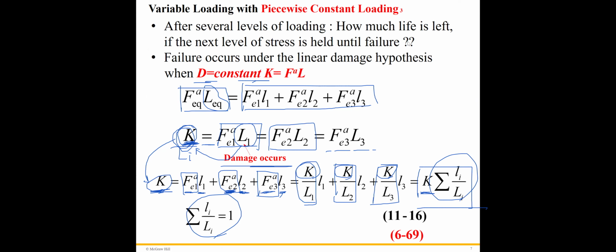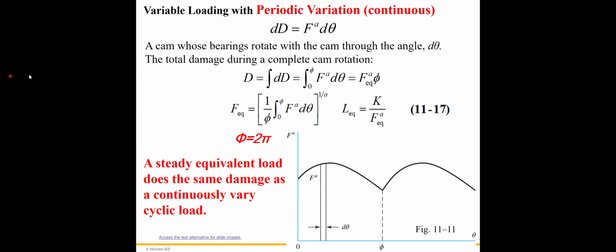Okay, so the second case of variable loading is the periodic variation. For the previous case, we had piecewise static loading, so we have static loading like this. However, in this case, it's not static, it's a variation loading.